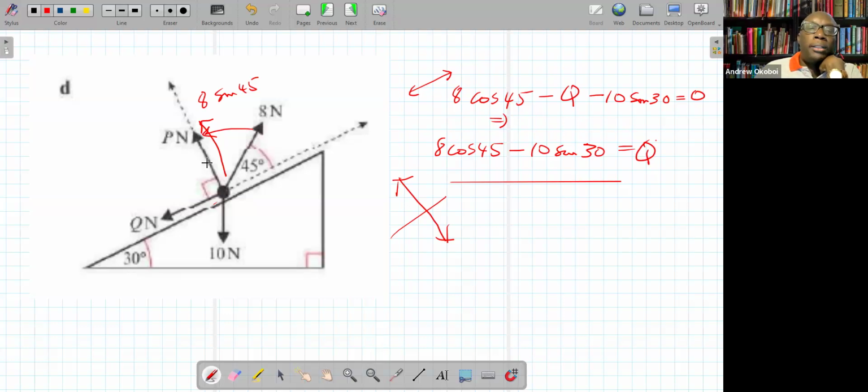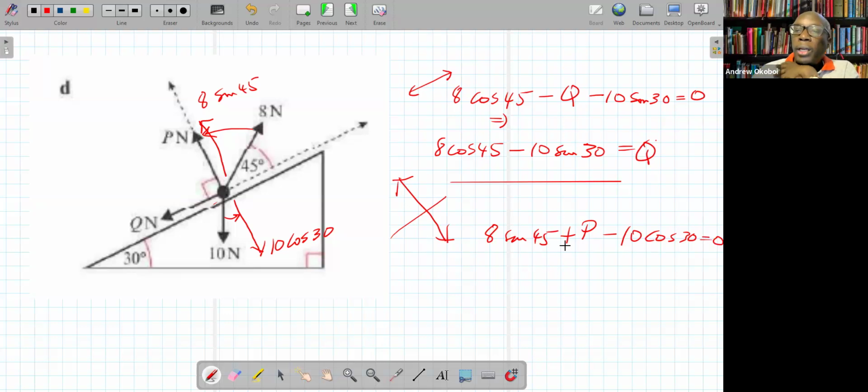P is already on the plane. Q doesn't count because it's already on the x-axis, so that one has no vertical component. But this one here is 10 cos 30 because I've moved it through 30 degrees. So let's write R. I'm going to say 8 sine 45 plus P, because those are both positive, minus 10 cos 30 should equal 0, because they're all equal. The ones going up are always equal to the ones going down when this particle is static, it's not moving.